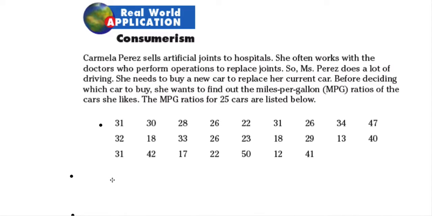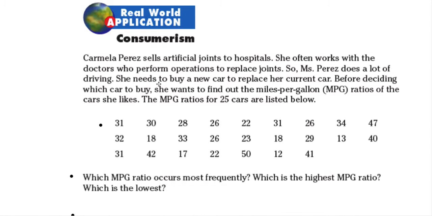If you notice, it's just a bunch of numbers and they don't really mean that much when you look at them for the first time. So there's no meaning to those numbers, and it's asking us which MPG ratio occurs most frequently, which is the highest MPG ratio, and which is the lowest MPG ratio.